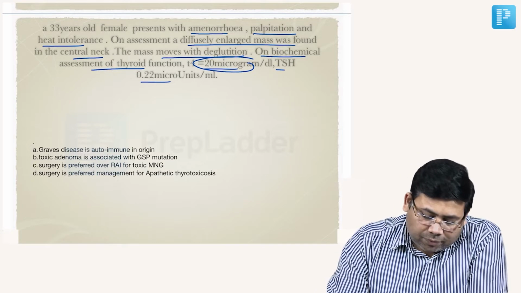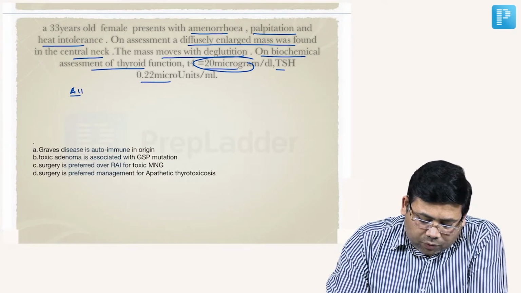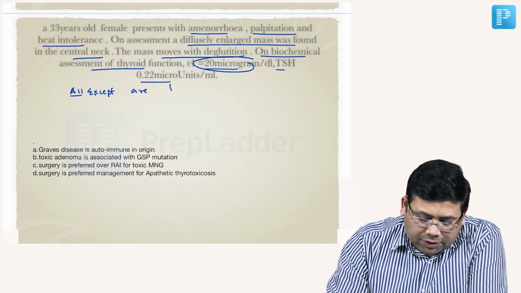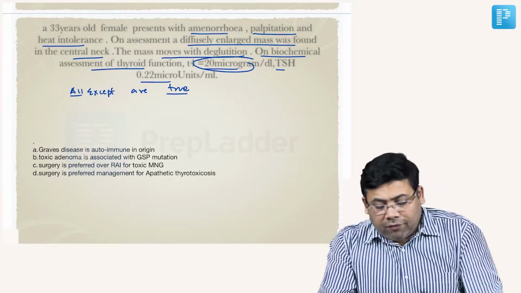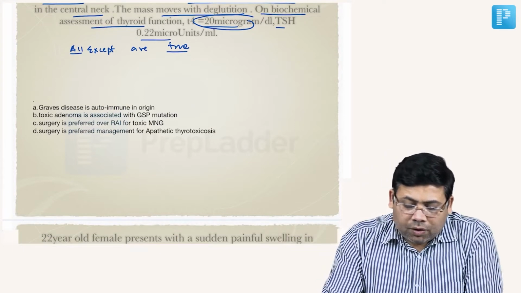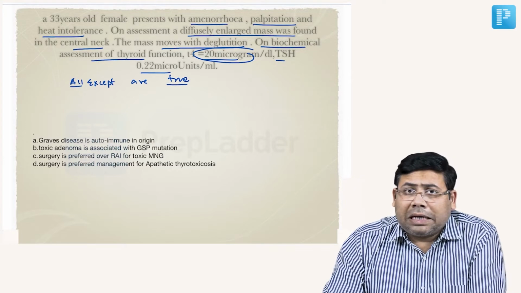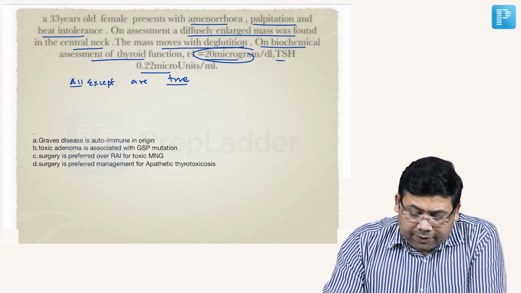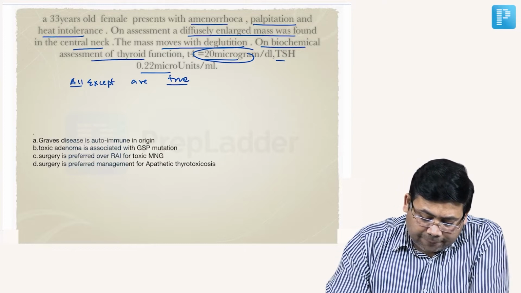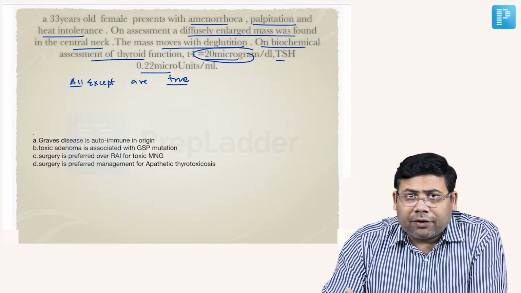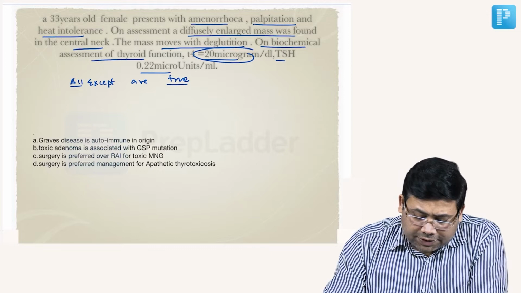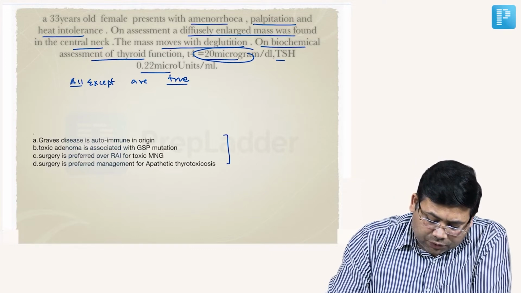Actually, this line has not been added. All except are true for this case. Now, when we talk about all except are true, this is a case of hyperthyroidism, and let us see how we see hyperthyroidism. What are the classical features? And then we will see the options associated with this.